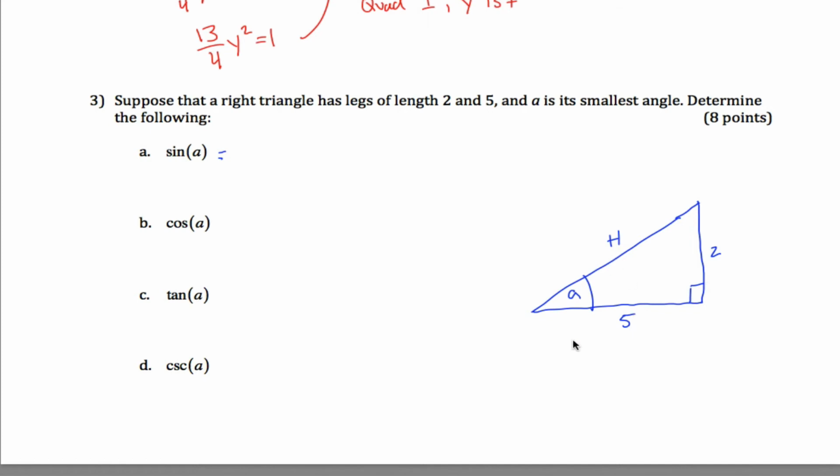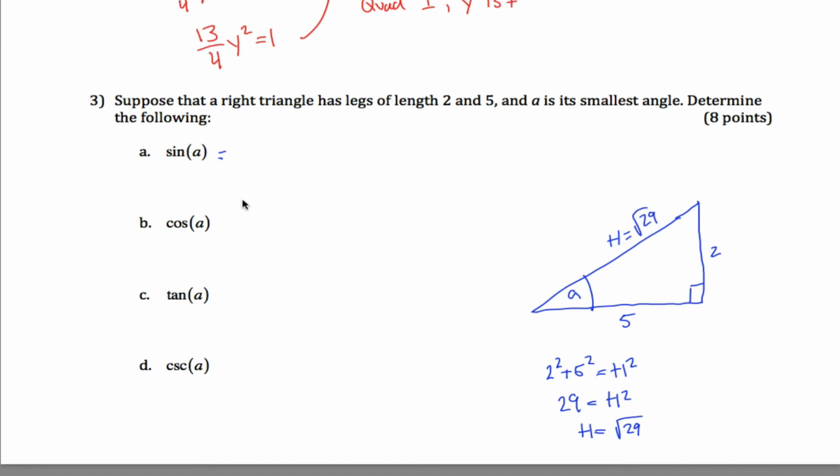I know that a squared plus b squared equals c squared. 2 squared plus 5 squared equals h squared. So 4 and 25, aka 29, equals h squared. And so h is equal to the square root of 29. Technically plus or minus the square root of 29, but because I am talking about side lengths here, I would just say that it's the square root of 29. So I got that h is equal to the square root of 29, and that'll be all that I need to answer these questions.